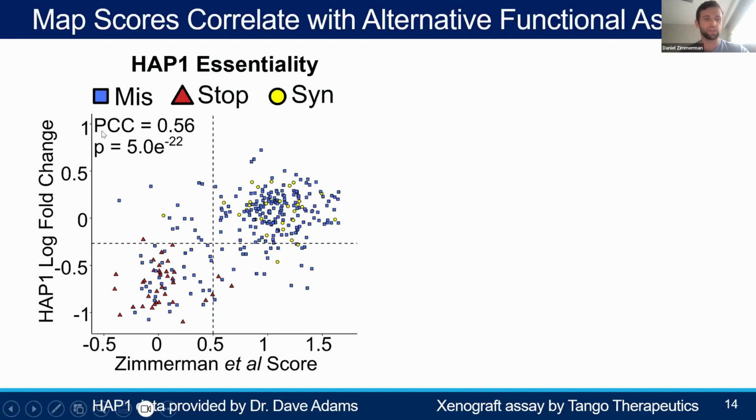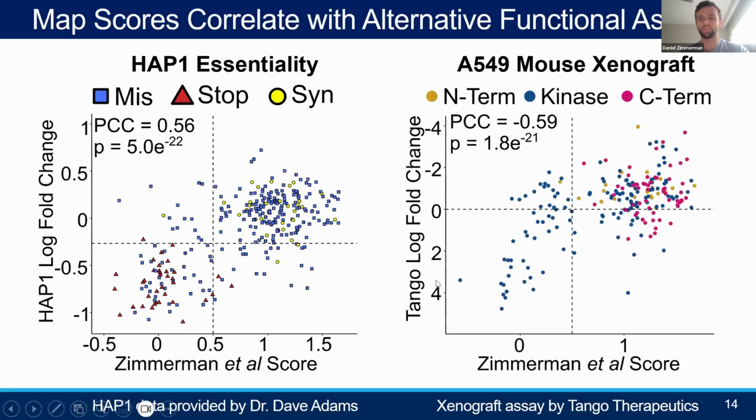But overall, there is a moderately strong Pearson correlation of 0.56 that is highly significant, and these assays do show reasonably good concordance between the results. We're also lucky enough to have collaborators at Tango Therapeutics who performed a slightly more complicated system where they worked with a mouse model and performed a xenograft of A549 lung cancer cells.